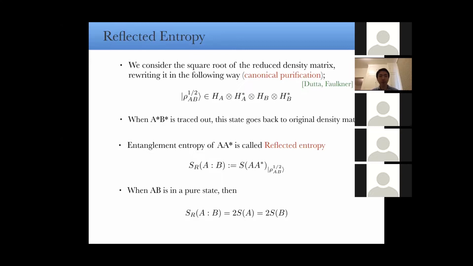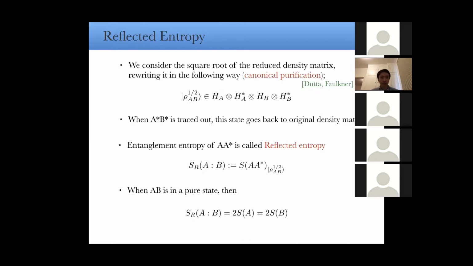Of course, if you consider the entanglement entropy of this state for the subsystem AB, it just gives the entanglement entropy of the AB system. But now consider a different subregion. When we consider the subsystem A A star, this entanglement entropy gives a new quantity, which we call the reflected entropy.